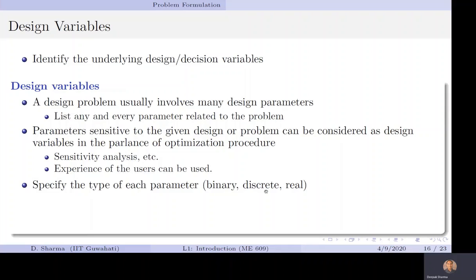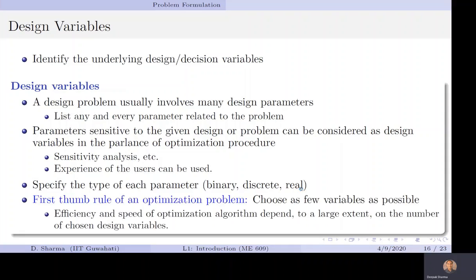Discrete means, suppose you have a gear. In that gear you have 6 teeth. Now the number of teeth will be an integer value. So it is discrete. You cannot have 5.5 teeth, right? And then we have real parameters that can take any value.